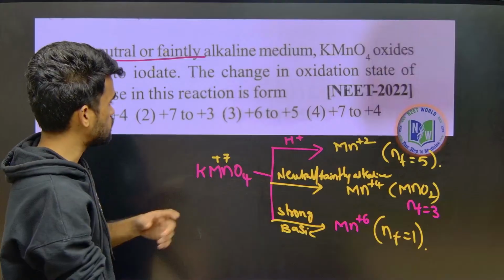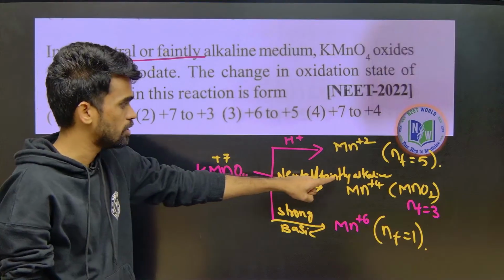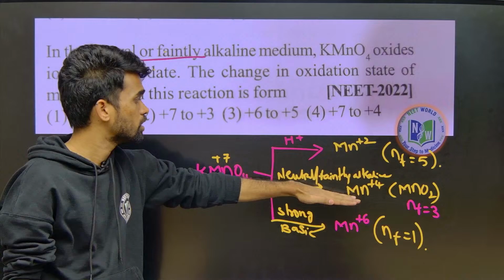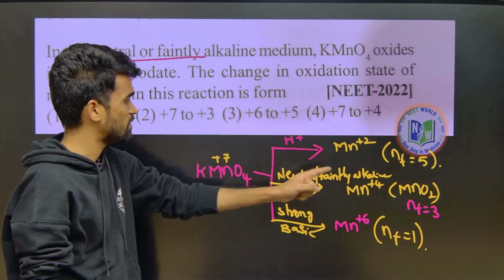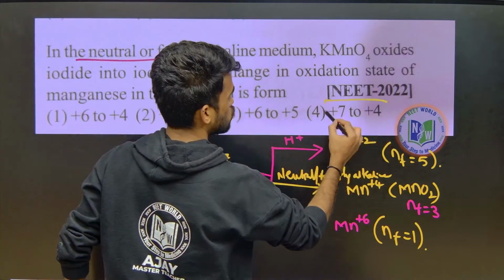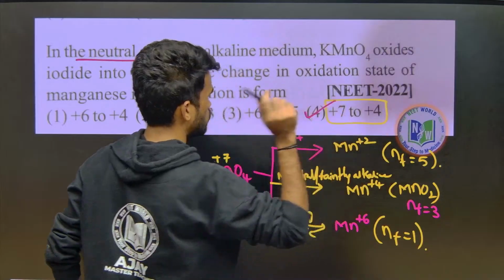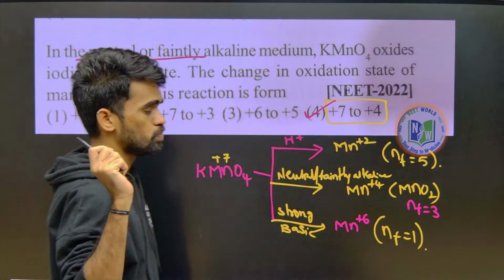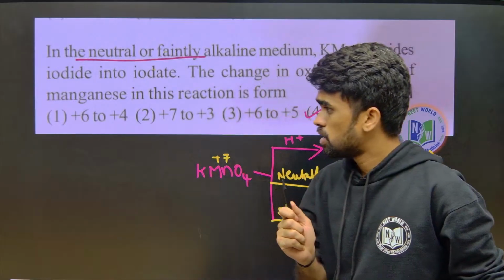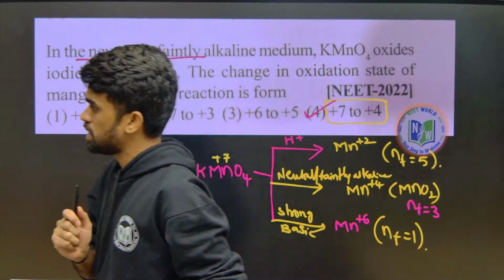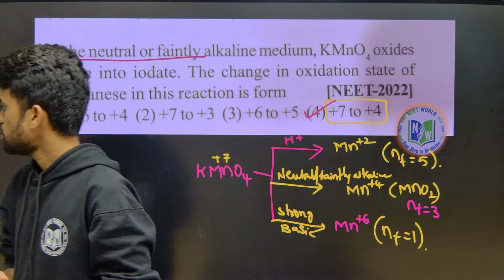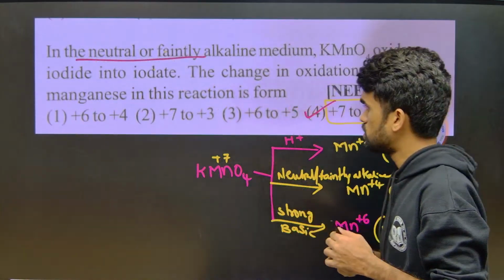Okay. Now as per this, tell me, in faintly alkaline or neutral medium, which I have given, what is the change? +7 to +4. See, +7 to +4, we have option number 4. This is what your answer should be. Hope this is also clear. Now any confusion, feel free to ask me in the comment box. Yeah, let's move forward.